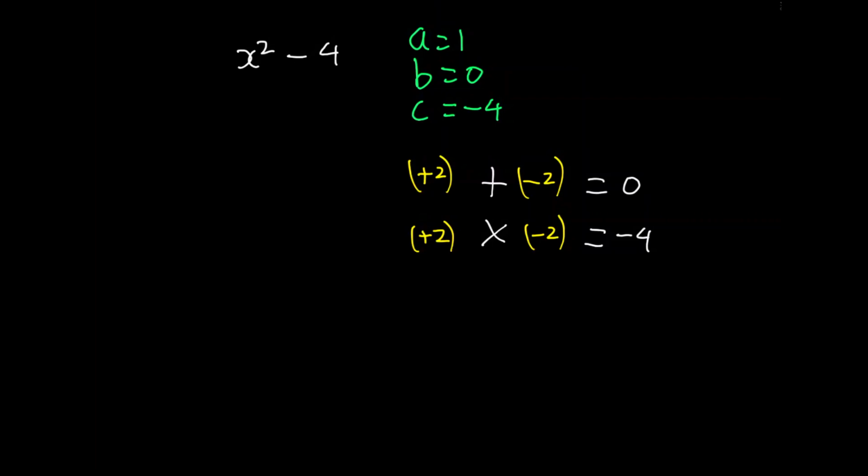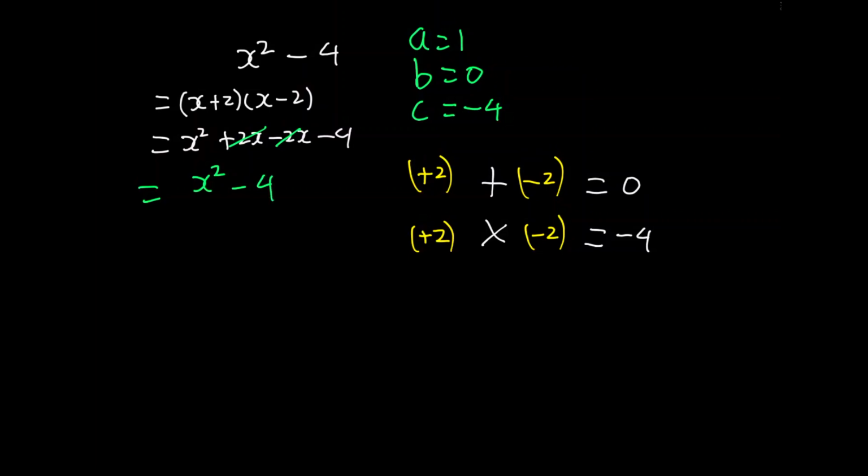gives us negative 4. So this is actually correct, and let's write it out: (x plus 2) into (x minus 2). And to prove this is correct, let's expand it. x squared plus 2x minus 2x minus 4. These two terms cancel off and we get our original equation, x squared minus 4. Simple as that. That's how to factorize quadratic expressions.